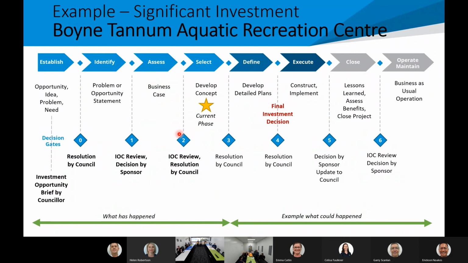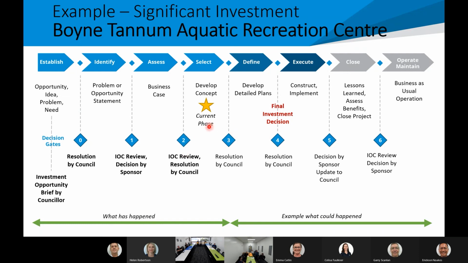At Gate 2, it would have the IOC review because it's a significant project, but obviously in this case they weren't quite set up yet, and it went back to council for the decision of the gate because they had resolved at Gate 0 that they wanted to see the business case. Council resolved to support the business case and that we were to move on to concept design, and that's where we're currently in now. We've got concept designs happening. They resolved at Gate 2 to bring back concept designs to them.